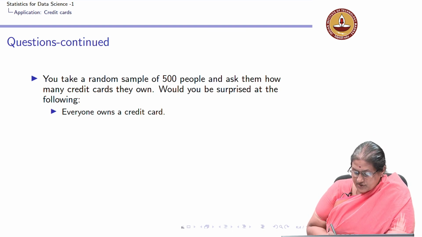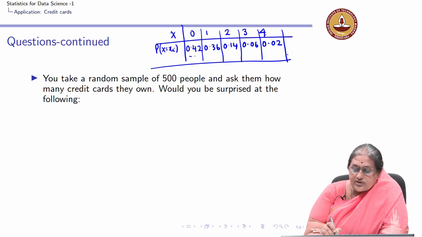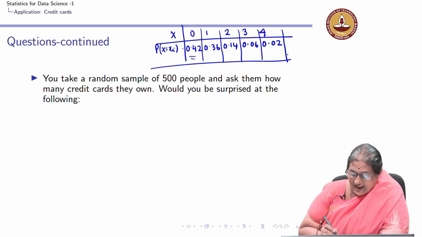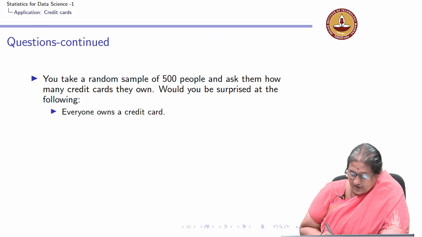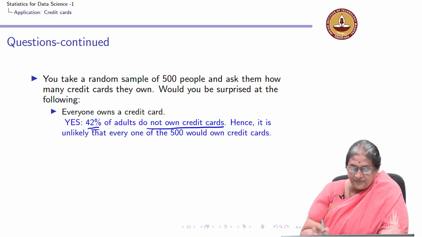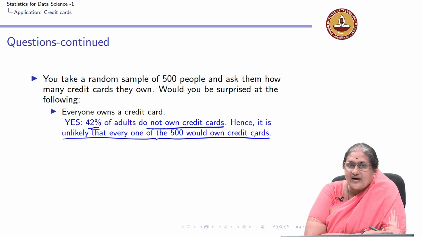What is the first thing? Everyone owns a credit card. So, if I take 500 people, my distribution says probability x equal to 0 is 0.42. In other words, the way I can interpret this is, in a sample of 500 people, the chance that people have no credit cards is pretty high. So, if everyone owns a credit card, it would be unlikely, because 42% of the adults do not own a credit card according to my distribution. Hence, it is very unlikely that every one of the 500 would own credit cards. If somebody is claiming that everyone owns a credit card, I would look at it with suspicion, because my distribution says that 42% do not own a credit card.